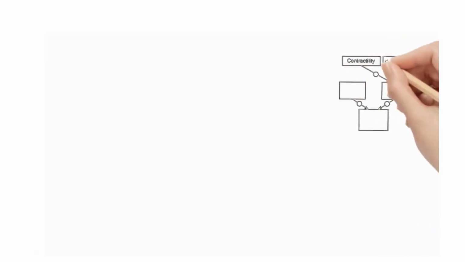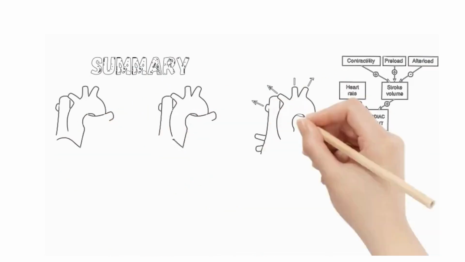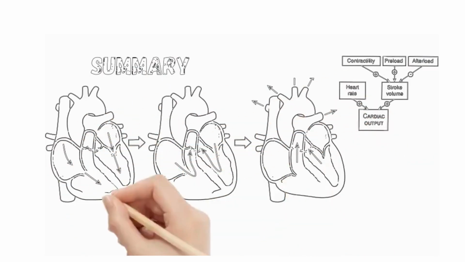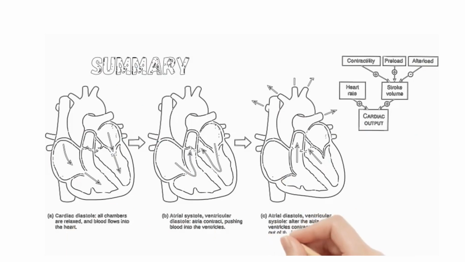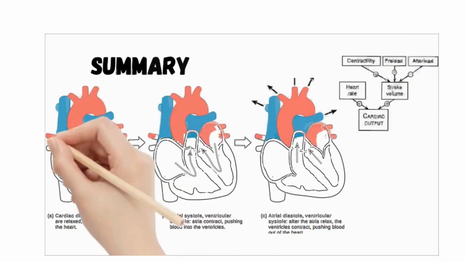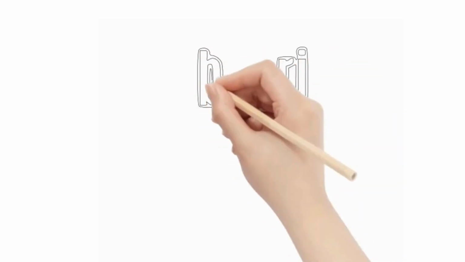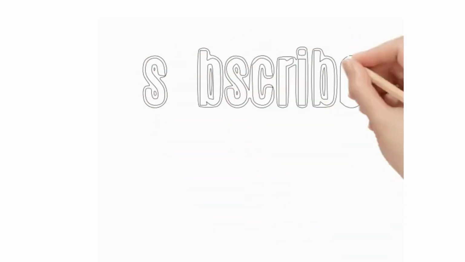In summary, understanding the determinants of the cardiac cycle, heart rate, stroke volume, preload, contractility, and afterload, helps in assessing and optimizing cardiac output. These factors are crucial for maintaining effective circulation and overall cardiovascular health.